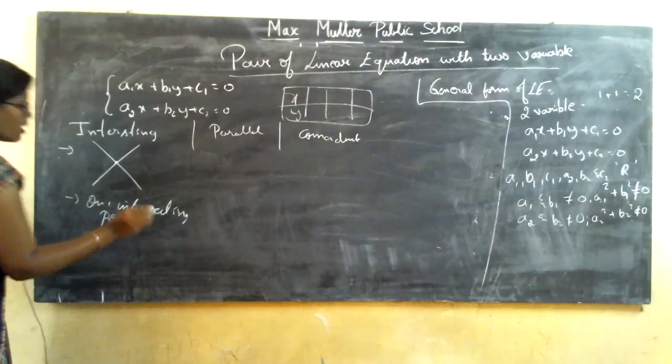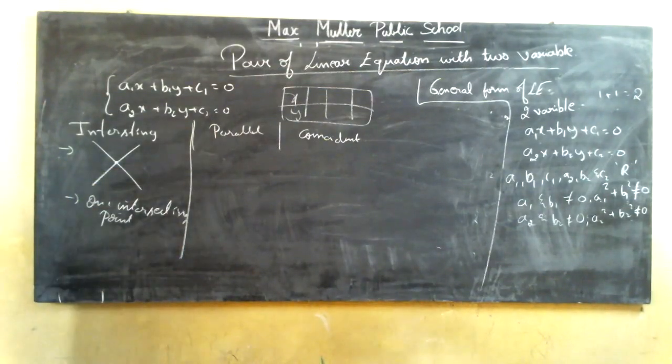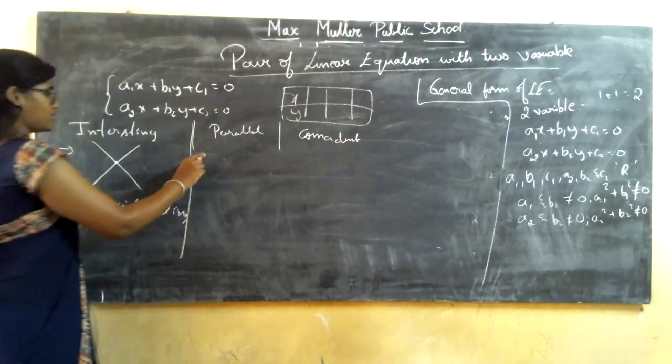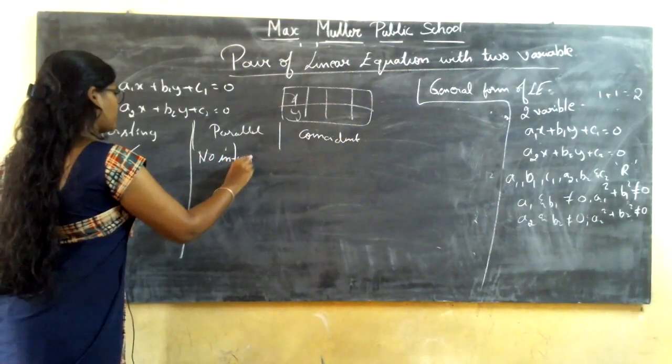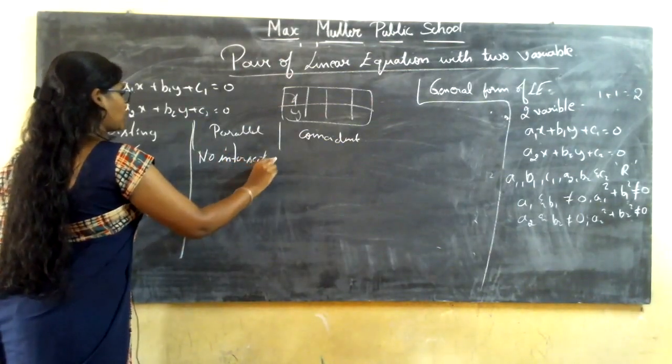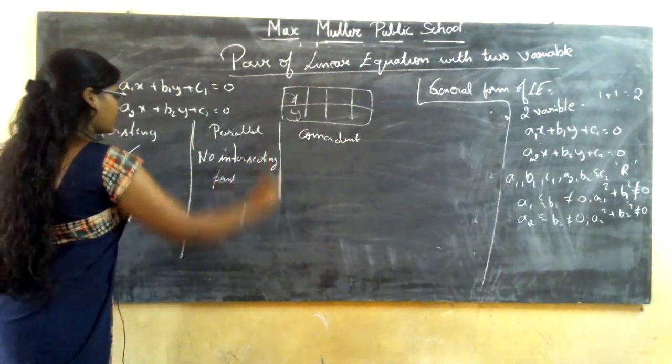One intersecting point. Then if it is being asked for the parallel lines, then you are going to say there are no intersecting points. Correct?